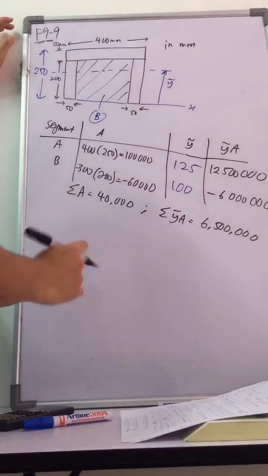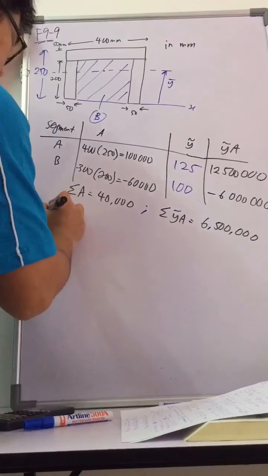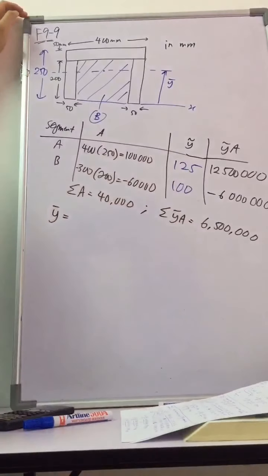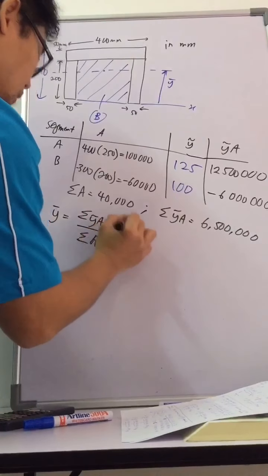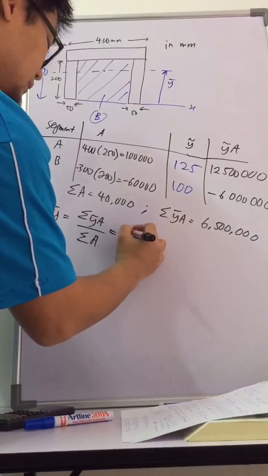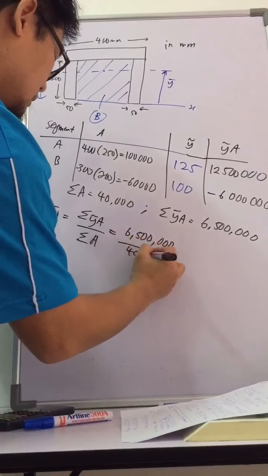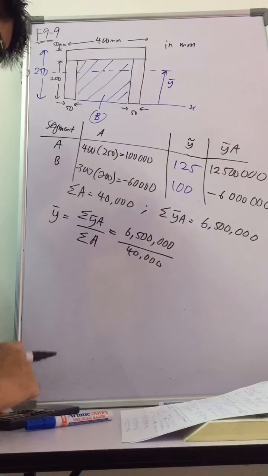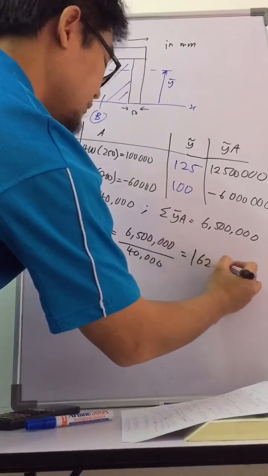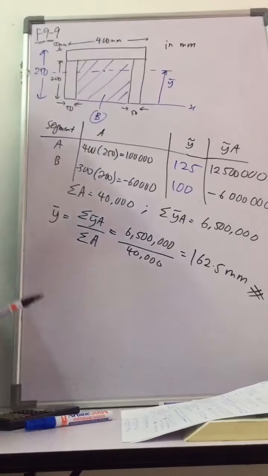And then, why we want to find this? Summation of y tilde A and summation of A. Because in the equation for the centroid, y bar, the y coordinate of the centroid is given as summation of y tilde A over summation of A. That's why we do all this table. So summation of this is 6,500,000, and summation of A is 40,000. You can hit the calculator or you can simplify yourself. Doesn't matter. So you got 162.5 millimeter. Okay, 162.5 millimeter.